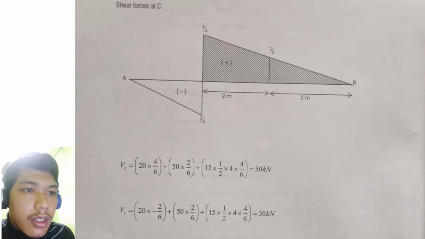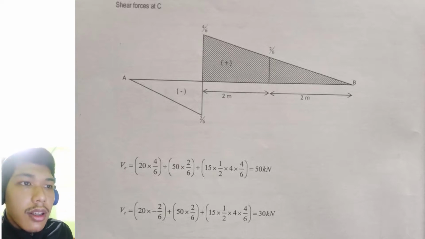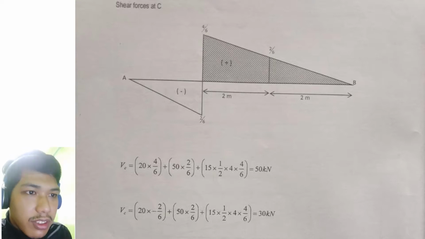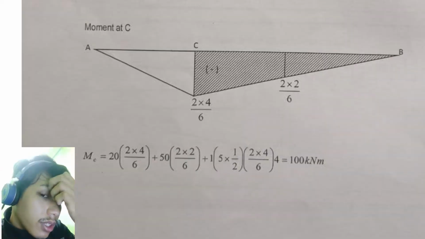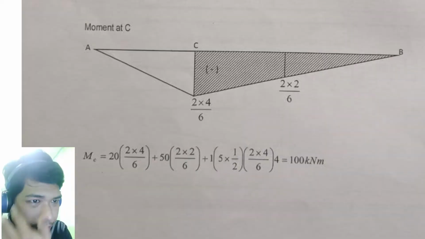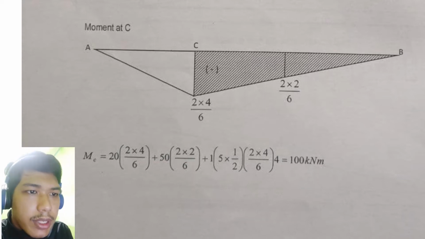This is a different type of reaction. For the part above, it is positive, and for the part below, it is negative. So after finding the shear force at C, we have to find the moment at C.